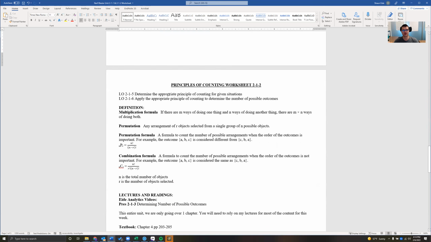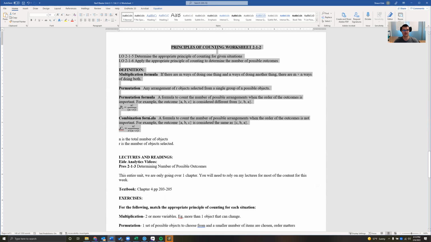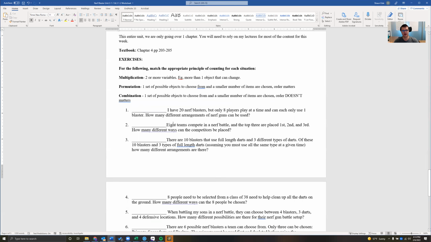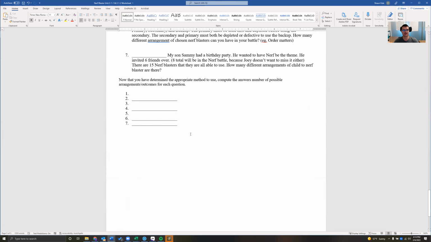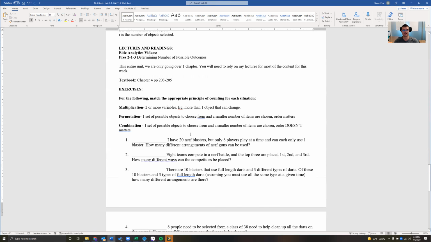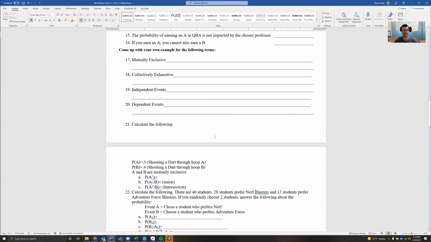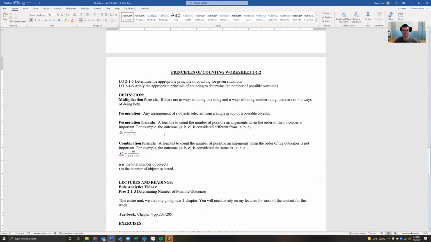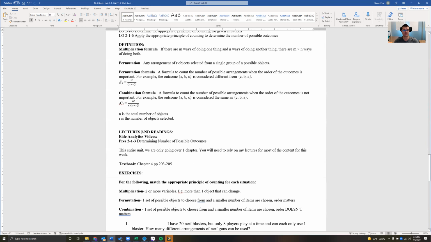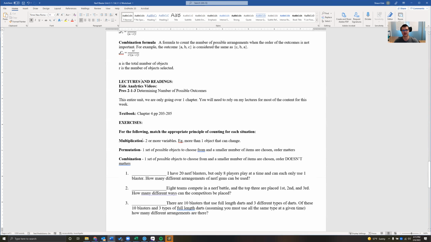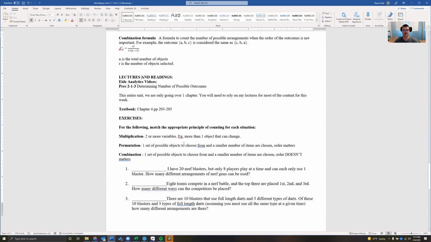Then coming down here, we're getting into the principles of counting worksheet, and there's actually not a whole lot that goes on here. So we'll probably be able to get through the majority of this in class on the same day as going through the Nerf stuff earlier. And so just be aware of that, the permutation formula, combination formula. There is a lecture that you guys can watch beforehand, so that way we can have more fun in class shooting Nerf darts.